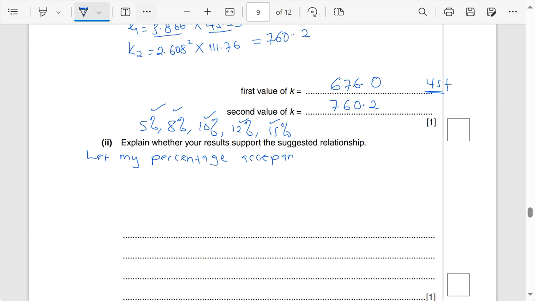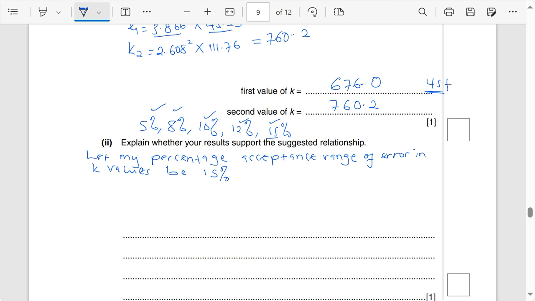Acceptance, how do you spell acceptance? Let my percentage acceptance range of error in K values be, and she chose 15%. So she was testing against 15%.